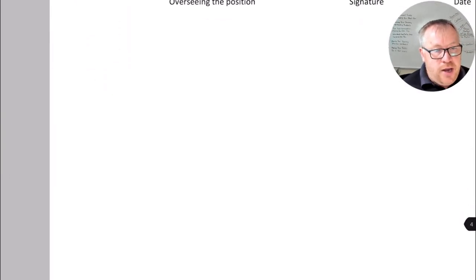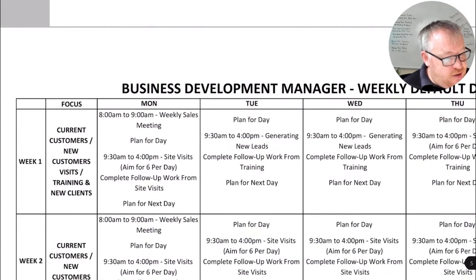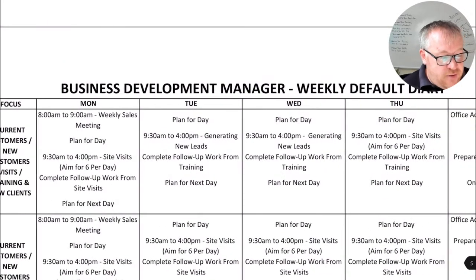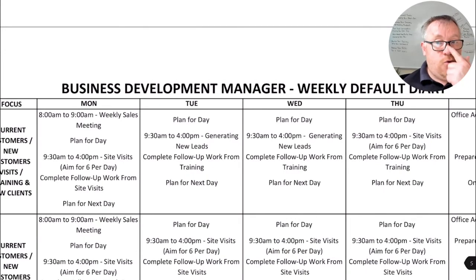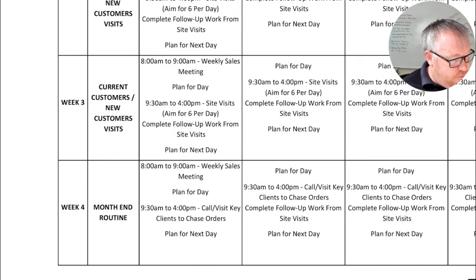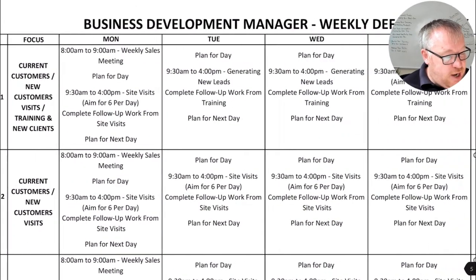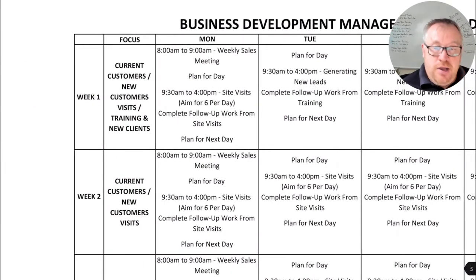And there's one other thing we add on here as well. We don't always do this, but this can be very useful. And that's a default diary. So here we set up a default weekly diary for the reps. And this is actually on a 4-week cycle. So it's a month cycle. So they know exactly what they should be doing each day of the week and in each week.